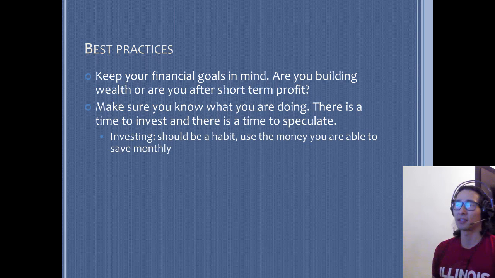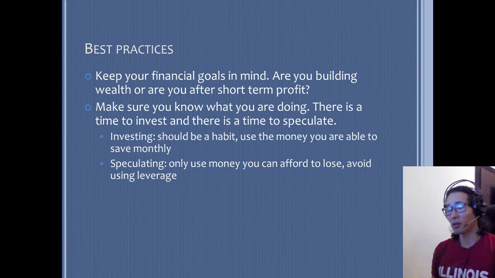Investing should be a habit and you should use the money you are able to save month to month, whereas speculating should only be done with money you can afford to lose. You should not risk capital you might need later, because in the worst case scenario, you can lose 100% or even more of the money you're using to speculate. And what if something bad happens, like you lose your job or you're involved in an accident? You need some money to cover those expenses, and then your only option will be to borrow money from the bank at really high interest rates. So all the effort you put into saving money will be for nothing.